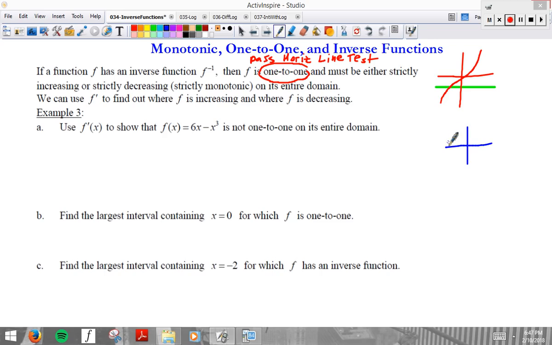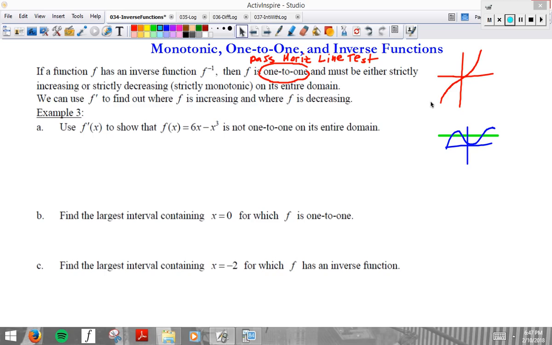Equivalently, a function that's not one-to-one is, I don't know, sine, cosine, tangent. Yeah, all those, because look, this horizontal line hits the graph 3 times. So that's what one-to-one means, passing the horizontal line test.